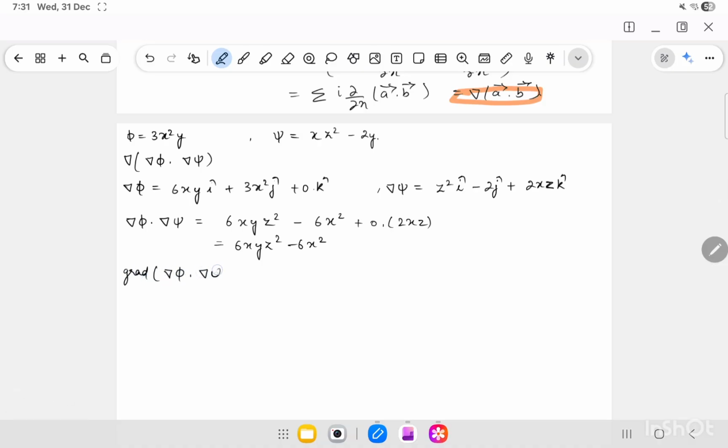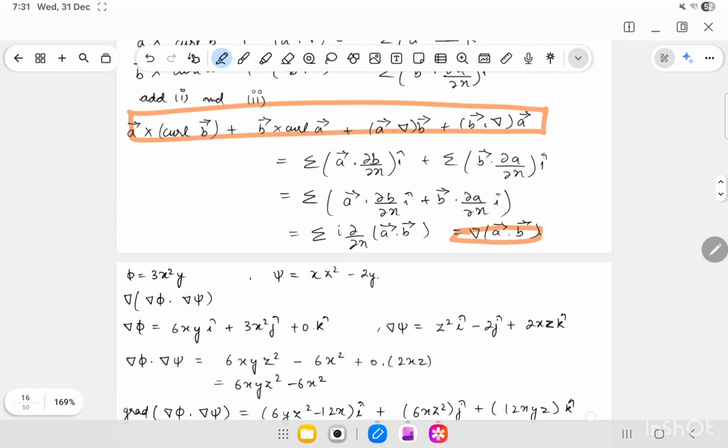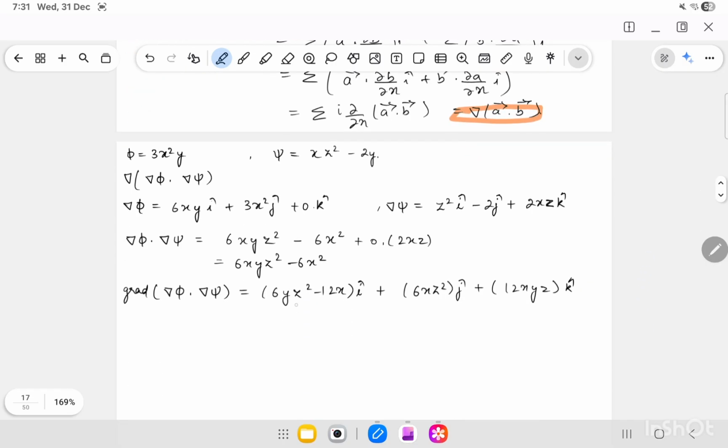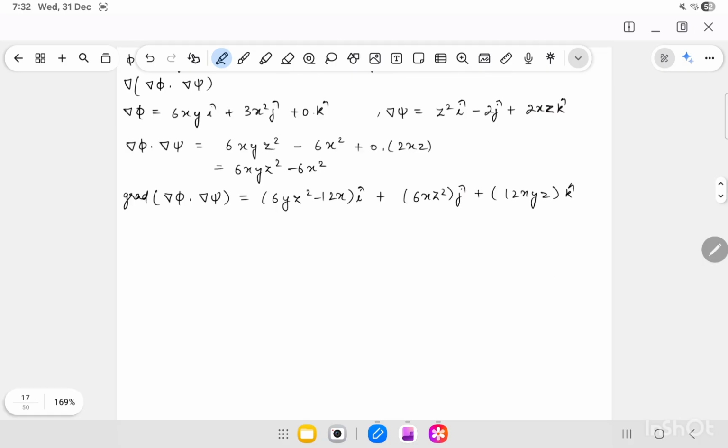it will be equal to 6yz square minus 12x I cap plus 6xz square j cap plus 12xyz k cap. Now I need to evaluate all these terms in order to see if that is equal to this. Now we know that the curl of the gradient of some scalar, let's say alpha, is equal to 0.